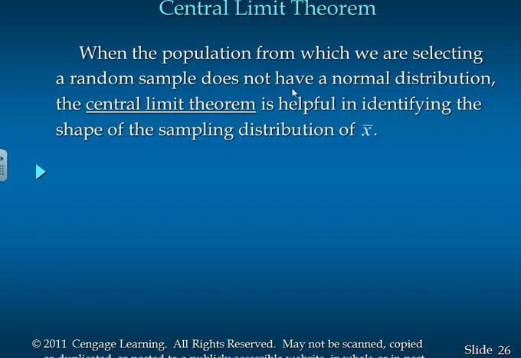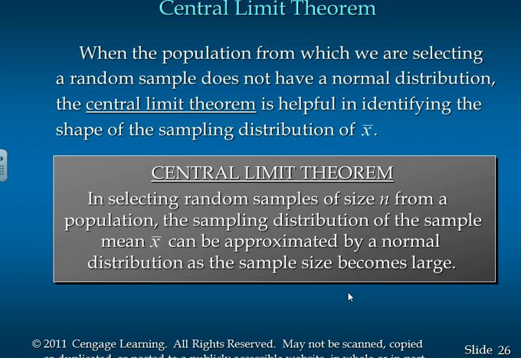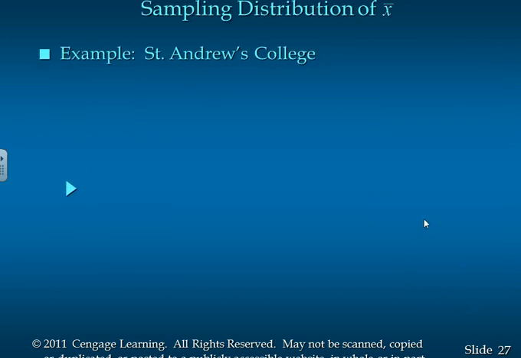When the population, which is selected at random, does not have a normal distribution, the central limit theorem is helpful in identifying the shape of the distribution. Oh, here we go. Central limit theorem: in selecting random samples of size n from a population, the sampling distribution of the sample mean can be approximated by the normal distribution if the sample size becomes large. Oh yeah, exactly. If I have a large enough sample, everything will be fine in my life.